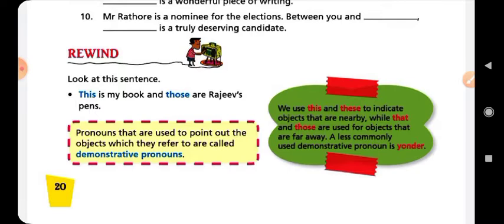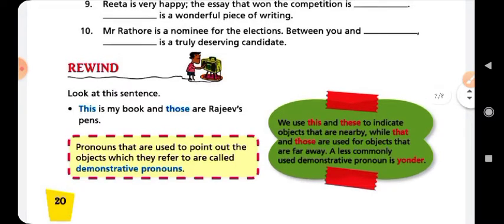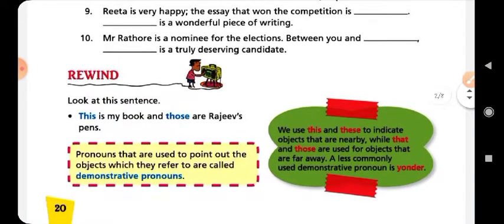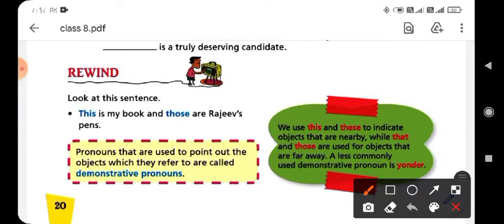So listen to the definition of the demonstrative pronoun: pronouns that are used to point out the object which they refer to are called demonstrative pronouns. Okay, it means pronouns that are used to point to nouns are called demonstrative pronouns. Thus this, that, these and those are demonstrative pronouns. So here is an example of the demonstrative pronoun, like this is my book and those are Ravi's pens.